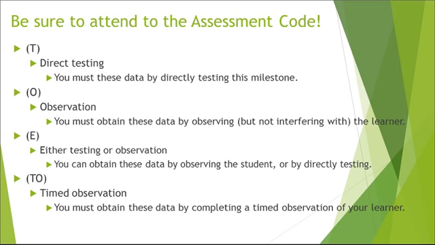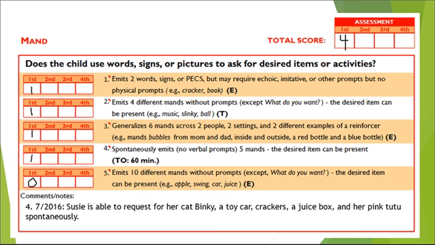So for example, to look back again at our mand repertoire, I assessed this with my learner. They were able to emit 2 signs, words, or pecks. They may require imitative, echoic, or other prompts, but no physical prompts. So I gave them a full point. They were able to do that skill. And then they were able to mand for 2 additional items. So now they've hit the 4. So I gave them a point for that.